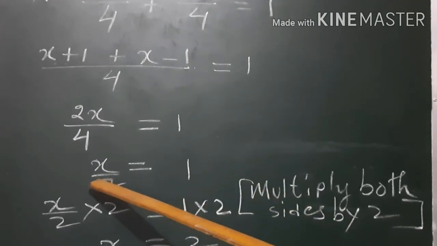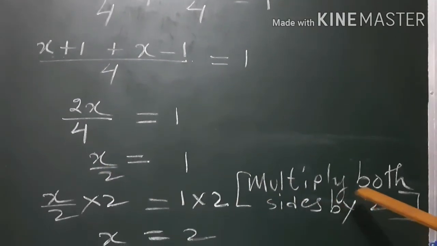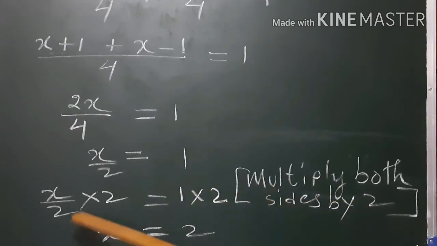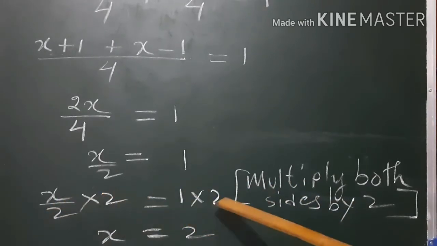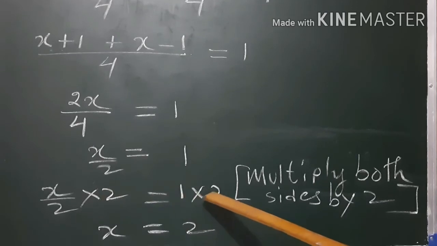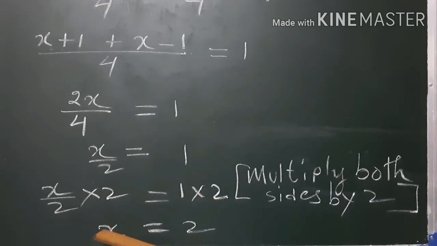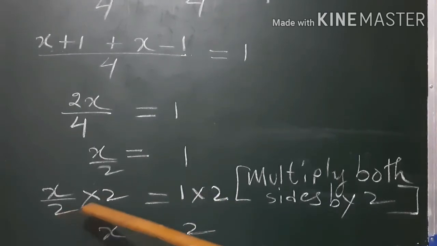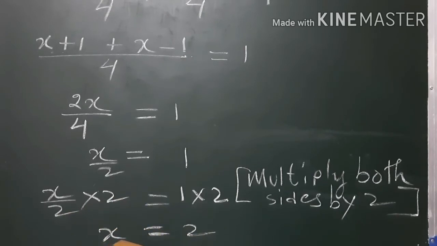Now in order to remove this 2, multiply both the sides by 2. So can you see both the sides multiply, and here 2 and 2 get cancelled, so we are left with x is equal to 2.